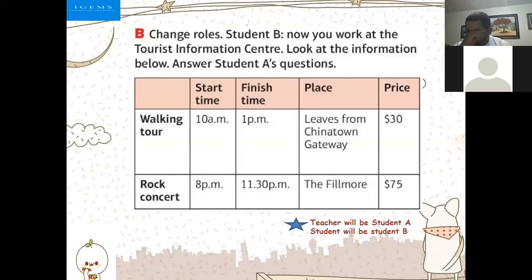Rock concert starts at 8 p.m. and the finish time is half past 11. Okay, 11 p.m. Very good. And what is the place? The place is at the Fillmore. And what is the price? Price is $75. Remember, you can substitute another amount.